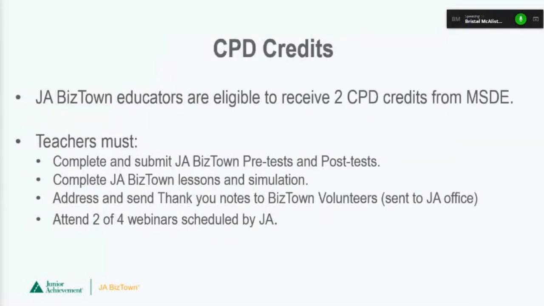So CPD credits are offered if you meet certain criteria within the BizTown curriculum. You will be able to receive 2 CPD credits if you do the following. You would complete and submit the BizTown pre and post tests, which will be provided by JA of Central Maryland. You will complete all the BizTown lessons as well as the on-site simulation day. Have your students write and send thank you notes to the BizTown volunteers, and then attend 2 or 4 webinars scheduled by JA. And all of that information that is collected to obtain the CPD credits is sent right to our office here, and our office staff will process them and then send the CPD credits at the end of the school year.